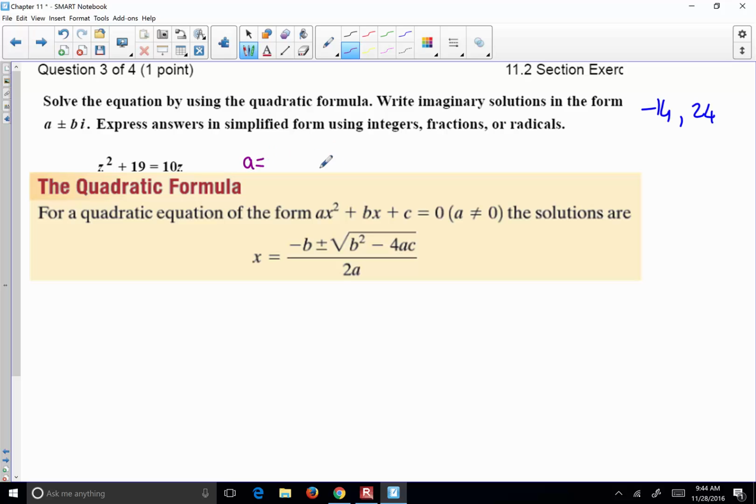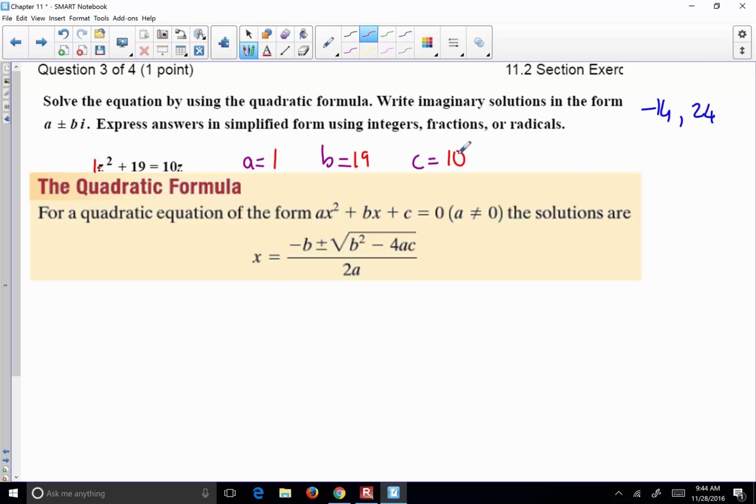We need to first name ABCs. I see 1 in front of Z squared, so that's A. The middle number is positive 19. The last number is positive 10. I see 10. Am I right? Or am I doing this right?